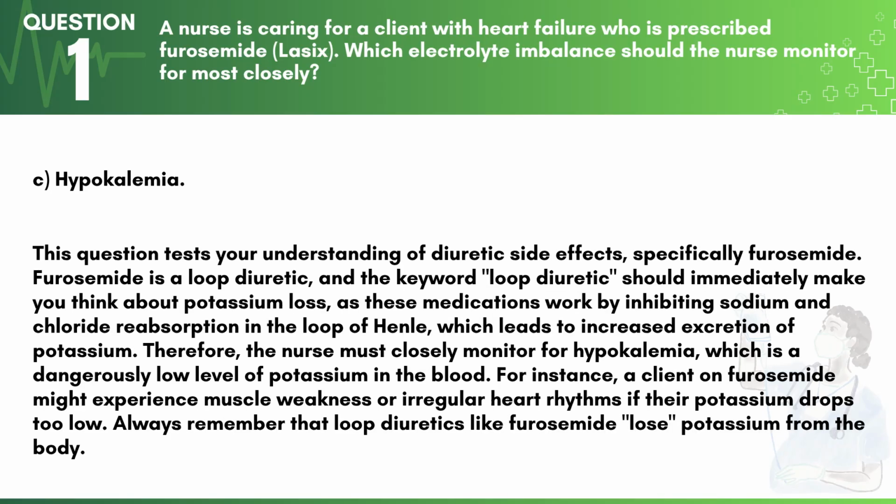Answer: C. Hypokalemia. This question tests your understanding of diuretic side effects, specifically furosemide. Furosemide is a loop diuretic, and the keyword loop diuretic should immediately make you think about potassium loss, as these medications work by inhibiting sodium and chloride reabsorption in the loop of Henle, which leads to increased excretion of potassium. Therefore, the nurse must closely monitor for hypokalemia, which is a dangerously low level of potassium in the blood.